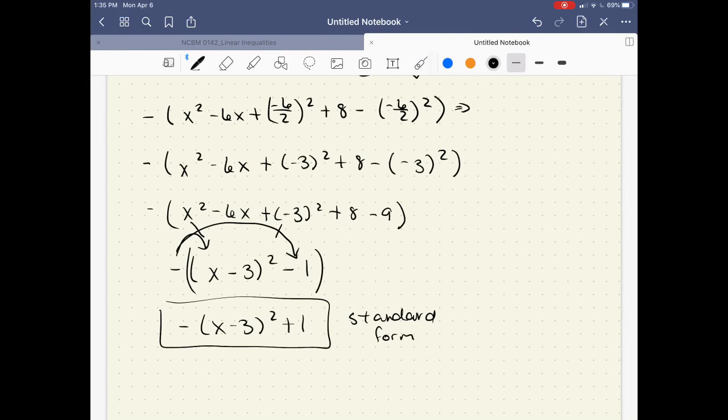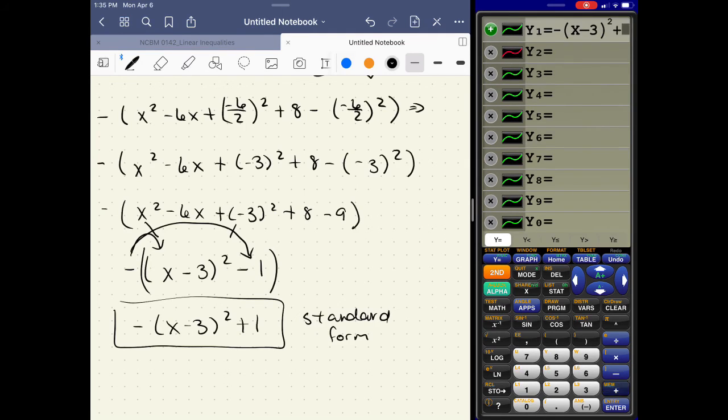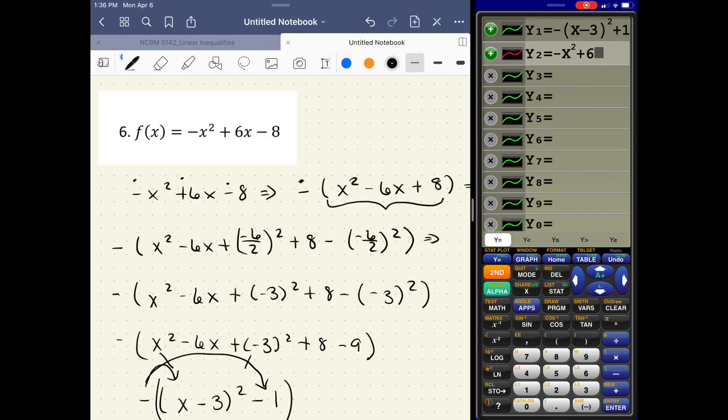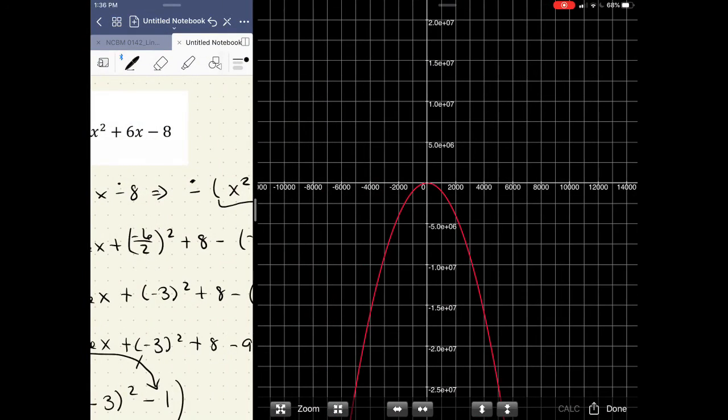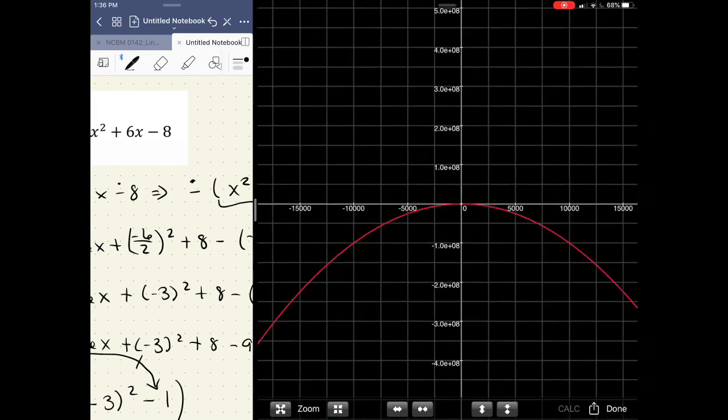Let's check to see if it's true that negative (x minus 3) squared plus 1, and the second one was negative x squared plus 6x minus 8. And we only have one graph, so it looks like we're good.